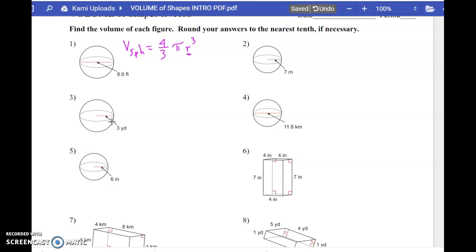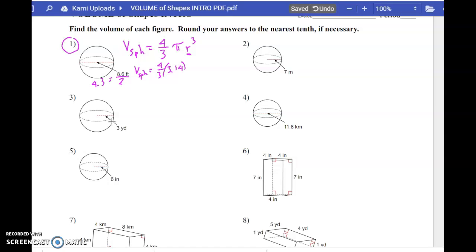If you look at number 1, it's a problem I'm going to solve. We are given the diameter of that sphere, and we need the radius. So we need to divide that by 2. And that's going to be 4.3 feet. So the volume of that sphere is equal to 4/3 times 3.14.